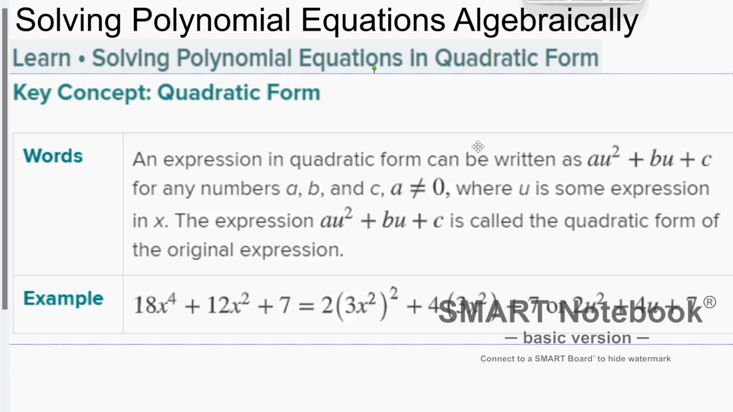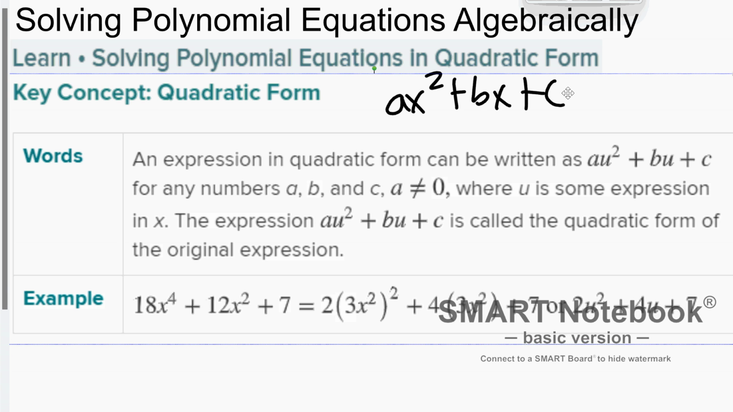This is 3.2, part 2, solving polynomial equations algebraically. Here's what we want to do. Basically, we know how to solve quadratics when it's ax squared plus bx plus c. Right? We can set them equal to 0. We can solve them. We can factor it. We can use quadratic formula.